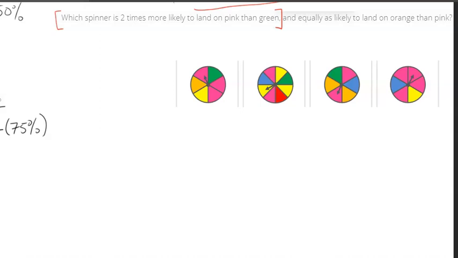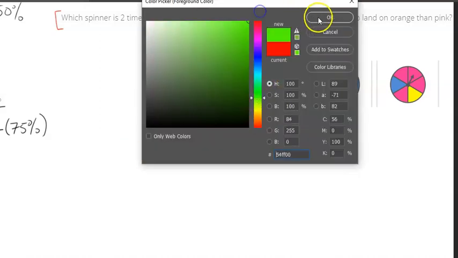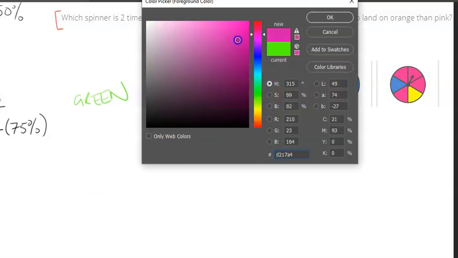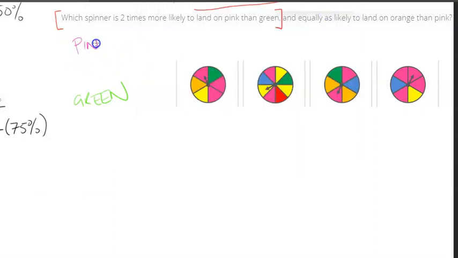So if I were to select the color green, which spinner is 2 times more likely to land on pink than green? So in other words, however many green there are, there are twice as many of that color for pink. So for instance, if there was 1 green, there would be 2 pinks. If there were 2 greens, there would be 4 pinks, 3 greens, 6 pinks, etc.